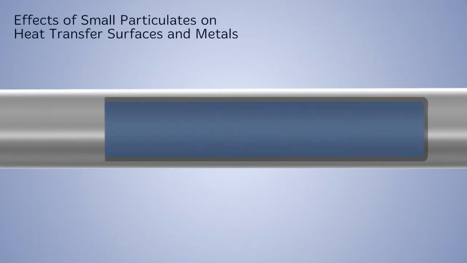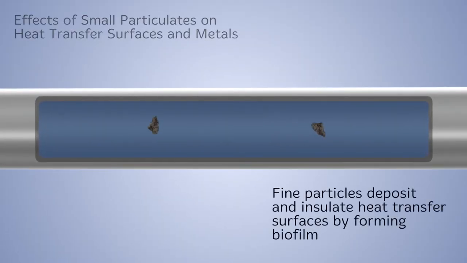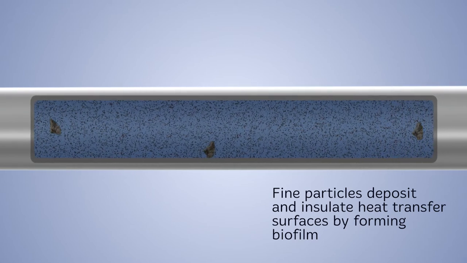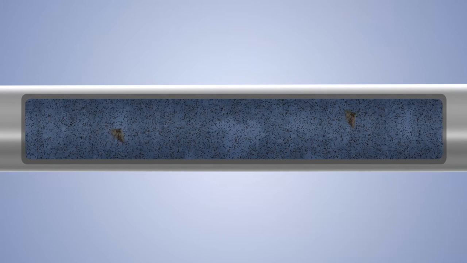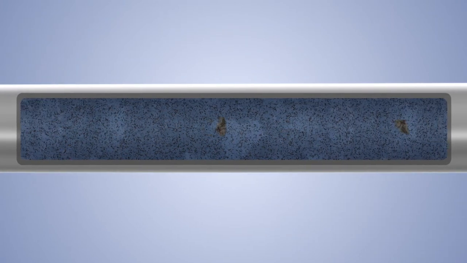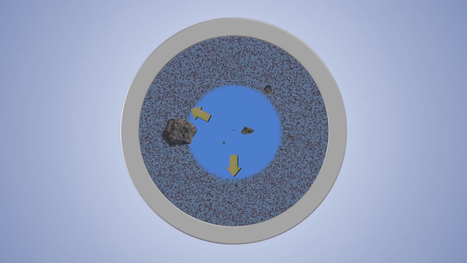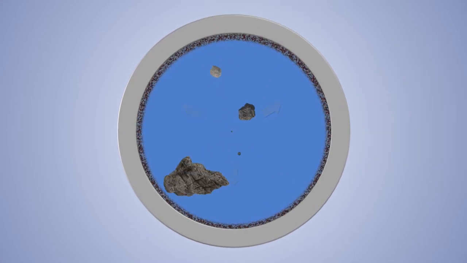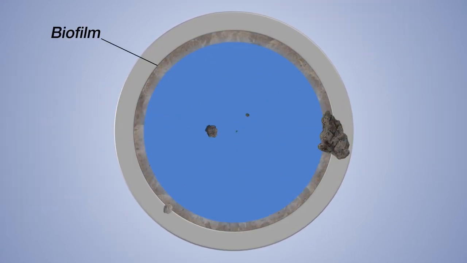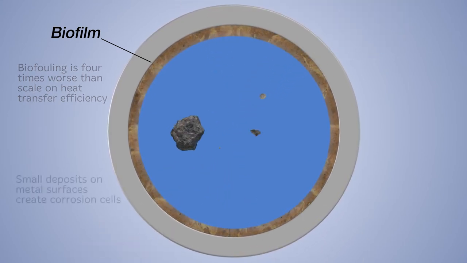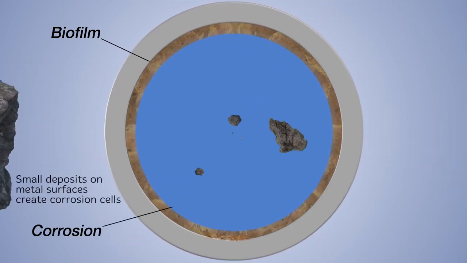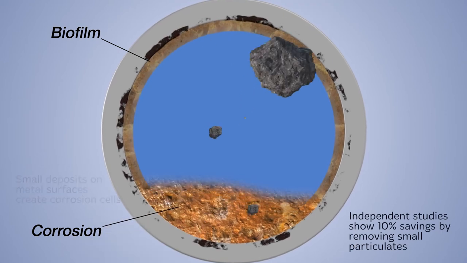Biofilm is composed of bacteria and small organic particulates. Only small particulates can deposit in the laminar flow area of the heat transfer surfaces. The larger particulates, larger than 5 micron, will get caught in the turbulent flow area and will not deposit. The deposit will lead to heat transfer losses and corrosion. And we start losing heat transfer efficiency.